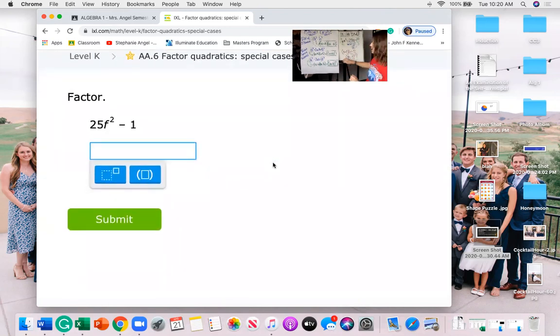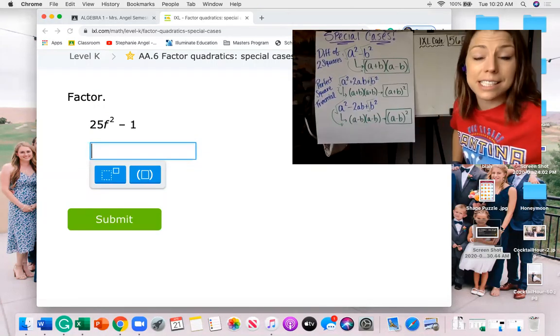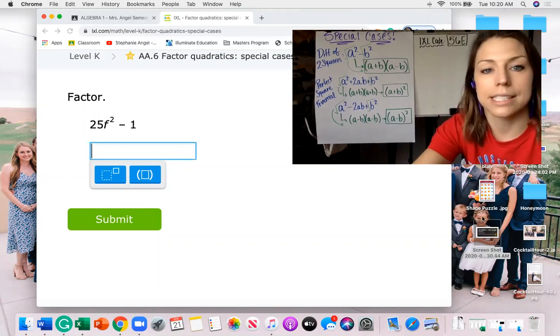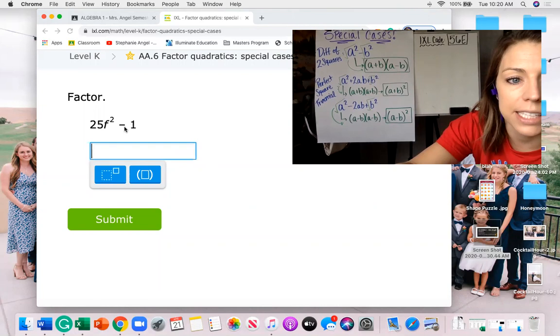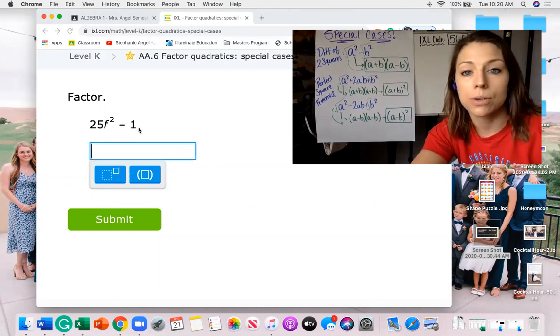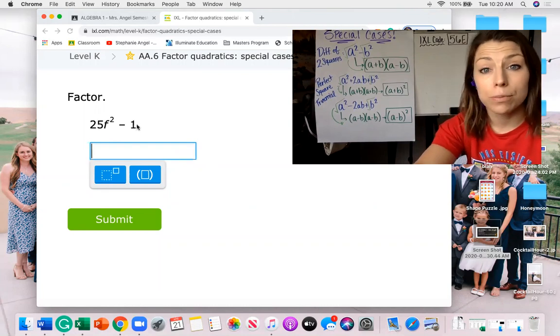Now, there's something different about this one, isn't there? The first thing that stands out to me is that it doesn't have 3 terms, it has 2 terms. So can this be a perfect square trinomial? Heck no, right? There's no way this is going to be a perfect square trinomial. We're testing to see if this is a difference of 2 squares. So check 1, is it a difference? Yep, it is a difference because it has subtraction. Does it have 2 terms? 1, 2, yes. Are both terms perfect squares?